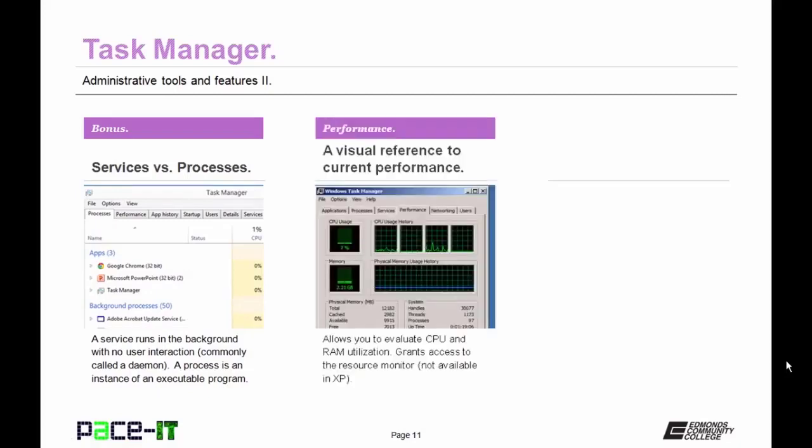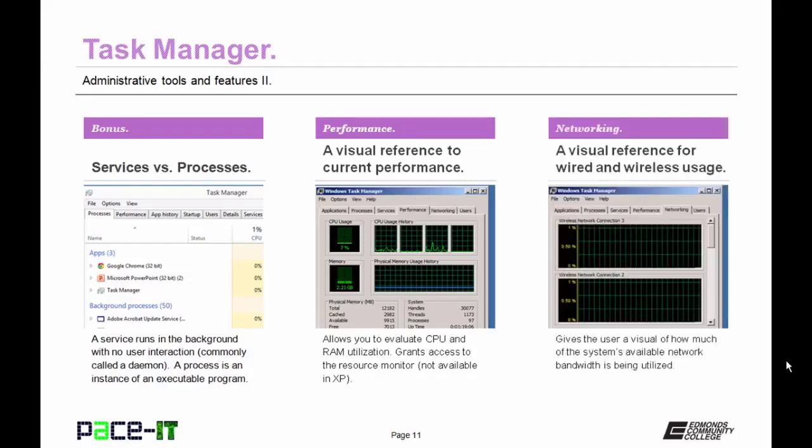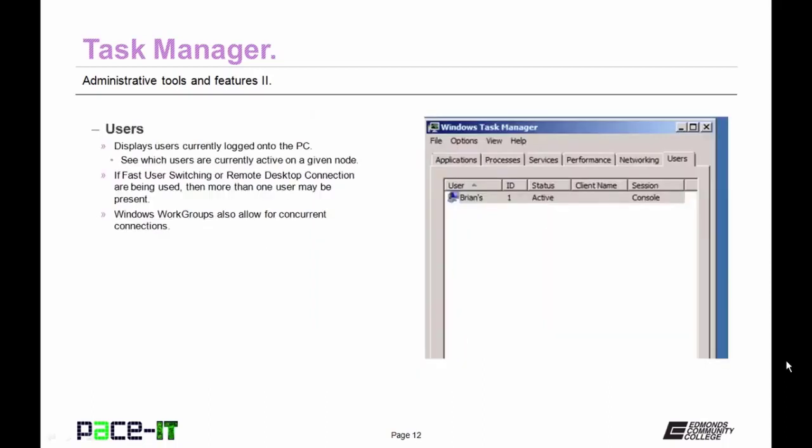The Performance tab shows the administrator a visual reference of current system performance. You can evaluate CPU and RAM utilization from here, and it does grant access to the Resource Monitor, except in Windows XP. The Networking tab gives the user a visual of how much of the system's available network bandwidth is being utilized. Now let's talk about the Users tab.